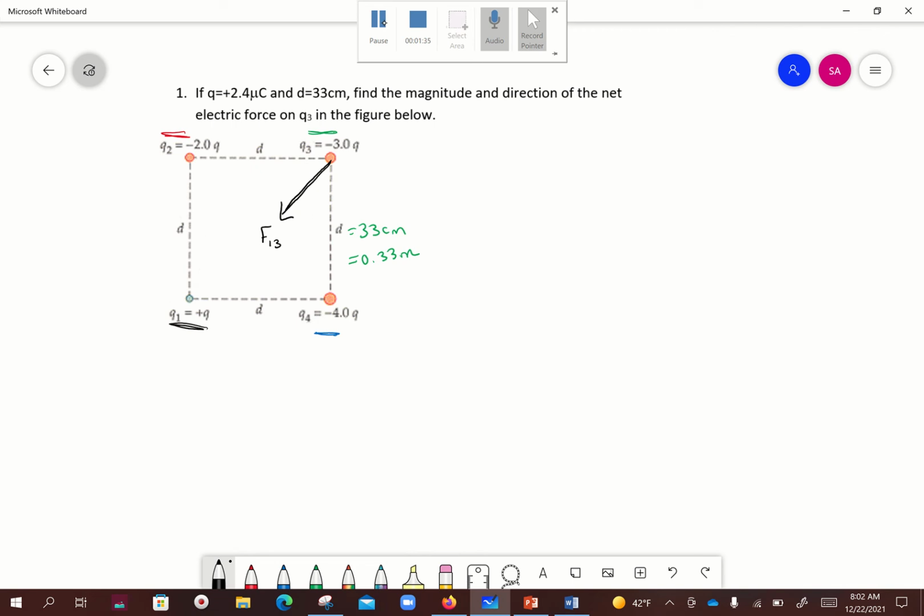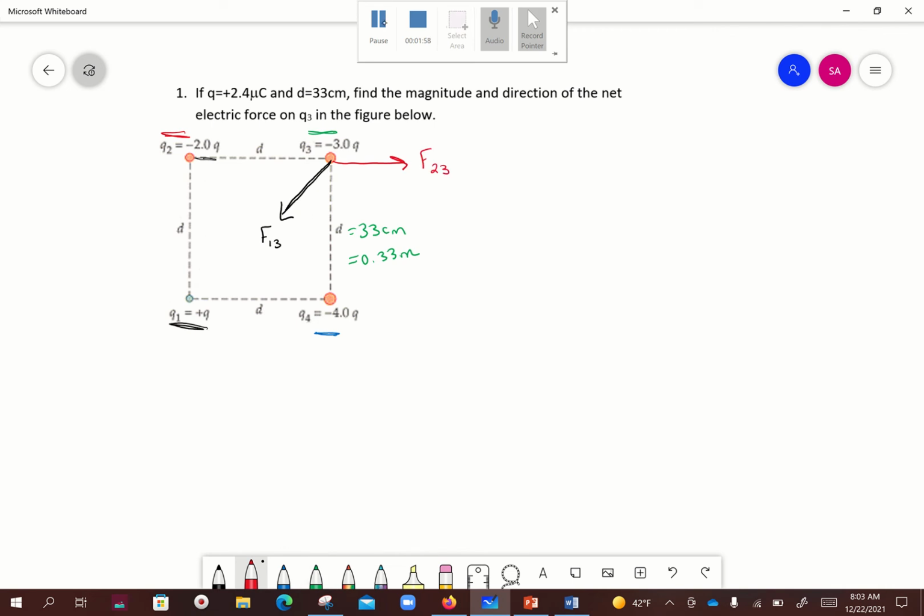How about 2 and 3? Q2 is negative, Q3 is negative, two negative charges, so the force is going to be repulsive. Q3 is going to get pushed away from Q2 along the direction joining them, so that's directly horizontal. So that's F23.